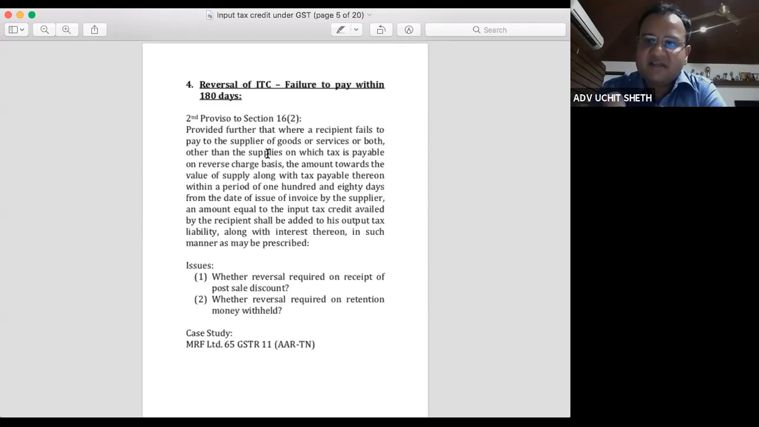Question is whether this provision is invocable or not for disallowing credit to the extent of that 100 rupees. Answer is yes. Because the buyer did not pay 100 rupees on his own, there was some dispute, he retained that 100 rupees, but it is payable as per the contract, and therefore, since it is payable and he has failed to pay within 180 days, he'll be liable for disallowance to the extent of the 100 rupees.